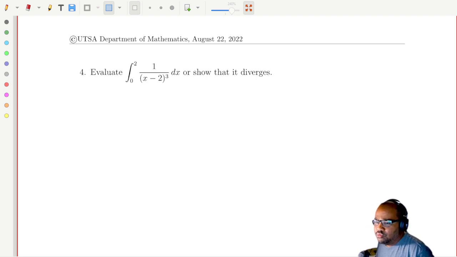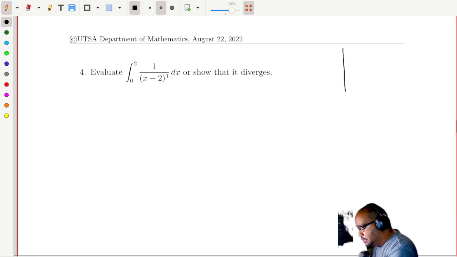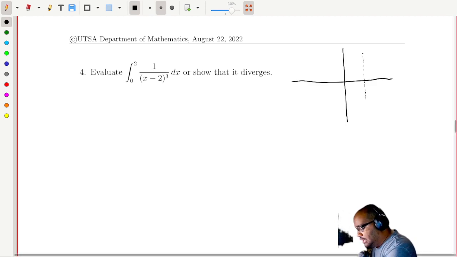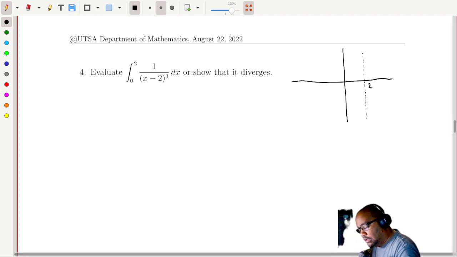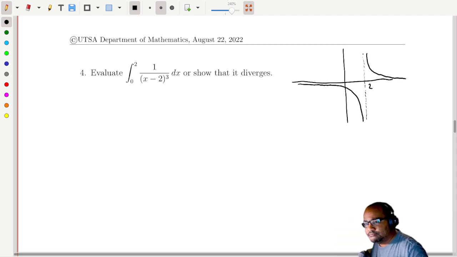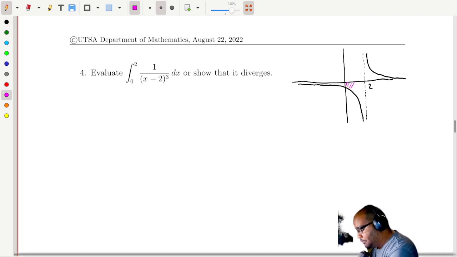So now the question is, how do we know this is type 2? Let's draw a picture. I'm going to give a rough sketch of what this function looks like. It's not going to be the best sketch. This dotted line represents x equals 2, and I'll draw some approximation of the function here. We get this hyperbola-looking thing. The area that we're concerned about is the one I'll shade in our usual color, magenta. The integral from 0 to 2 gives us this magenta area here.